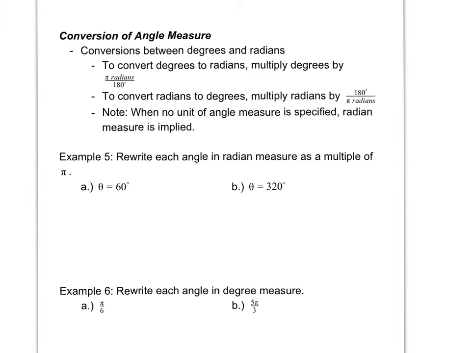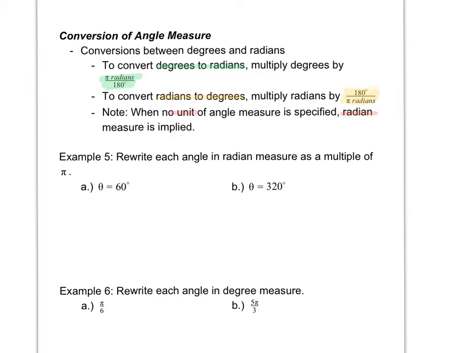The first is to go from degrees to radians. In order to do that, we're going to multiply our degree measure by pi radians over 180. Then if we wanted to go from radians to degrees, we multiply our radian measure by 180 degrees over pi radians. Okay? And an important note here is that if you see there's no unit of measurement for the angle, then we're implying that it's being measured in radians.